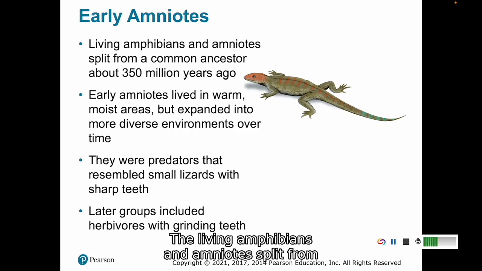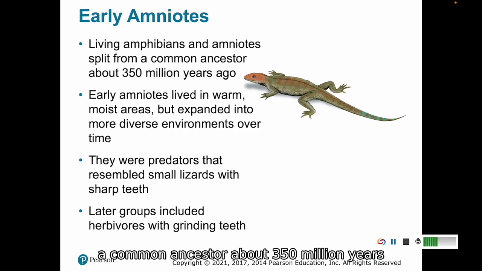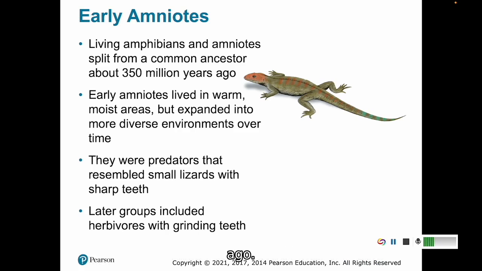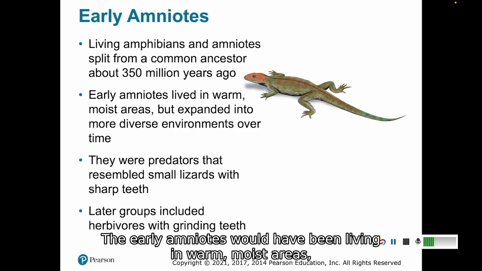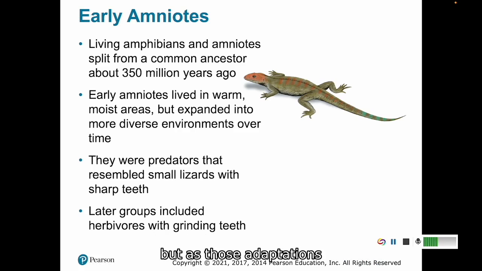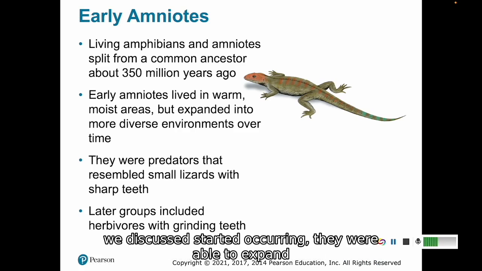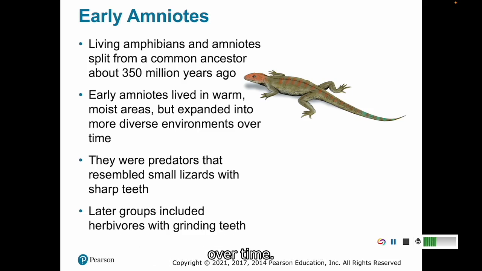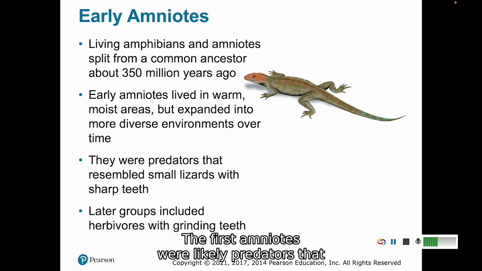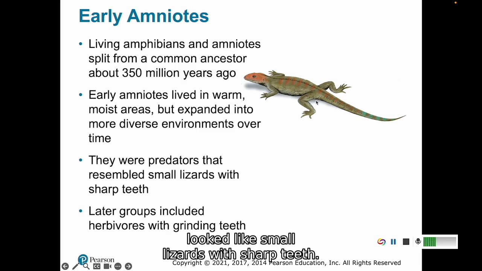The living amphibians and amniotes split from a common ancestor about 350 million years ago. The early amniotes would have been living in warm, moist areas, but as those adaptations we discussed started occurring, they were able to expand into more diverse environments over time. The first amniotes were likely predators that looked like small lizards with sharp teeth.